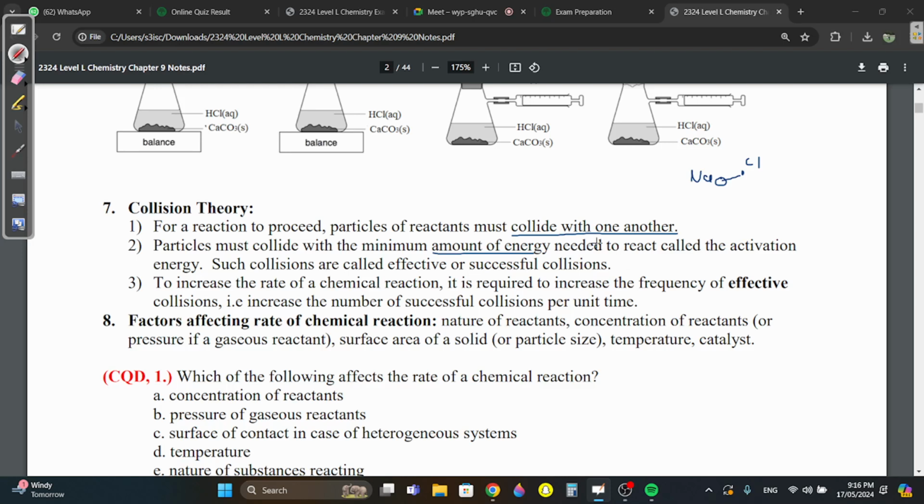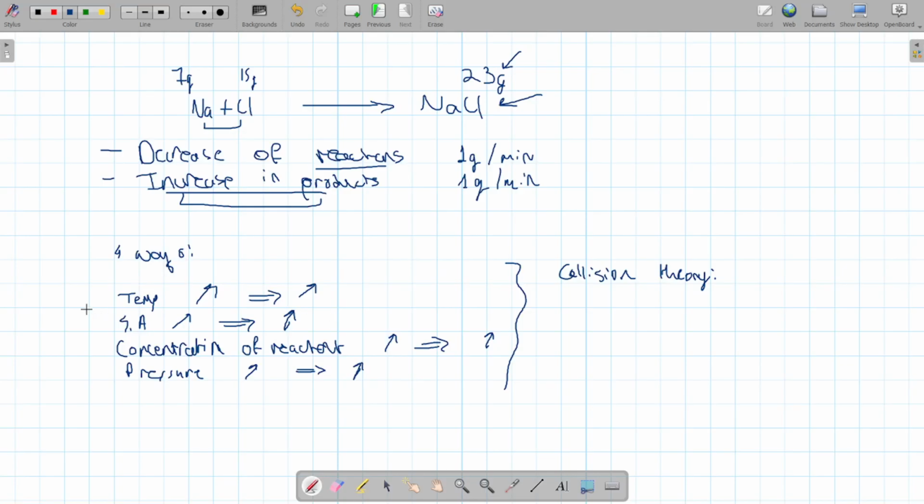This amount of energy basically says that when they react they can't just collide, they have to collide with some sort of energy pushing them, and that is what you call the activation energy. If they actually collide we call it a successful collision or an effective collision. To increase the rate of a reaction, you're increasing the frequency of effective collisions. If the rate of reaction is increasing, the particles are colliding more, and to get them to collide more you increase the temperature, the surface area, the concentration, or the pressure.